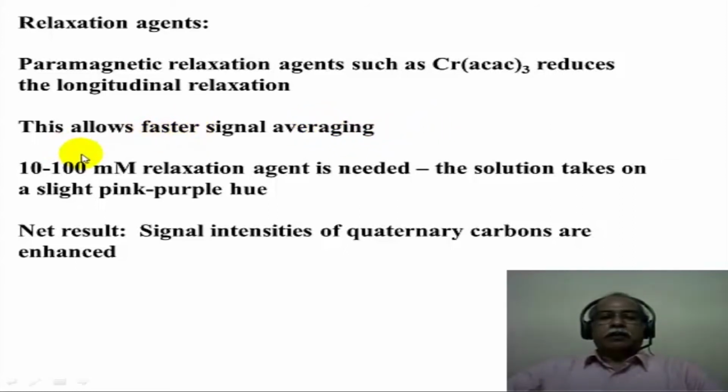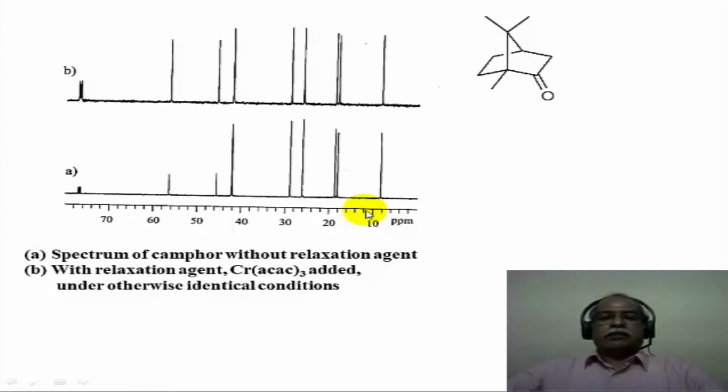Normally, about 10 to 100 millimolar relaxation agent is added, and the solution takes on a slight pink color because chromium acetylacetonate is slightly pink in nature. The result is that the signal intensities of the quaternary carbons are now very much enhanced. This is illustrated in this picture. This is a spectrum of camphor. The bottom spectrum is without the relaxation agent. The top spectrum is with the relaxation agent, namely chromium acac, being added. The two spectra are identical except the top spectrum is with the chromium acetylacetonate, which is the relaxation agent. So you can see here the effect of the relaxation agent.